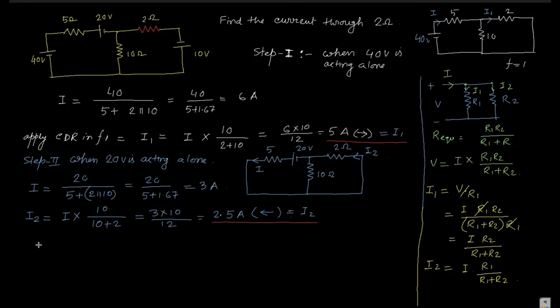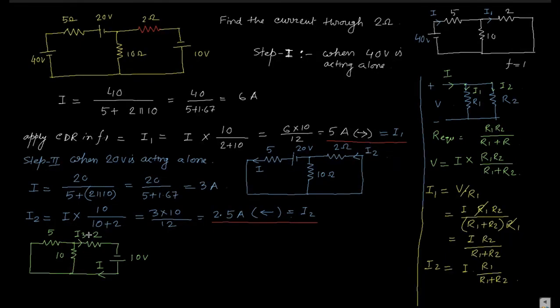Okay, now the third point is, now 10 volt is acting alone. Draw the circuit. When 10 volt is acting alone, keep all the resistances the same, short the 20 volt, and only 10 volt is acting alone. In this circuit, it is 2 ohm, it is 5 ohm, it is 10 ohm, and it is 10 volt. So here I is flowing through it, and you can say that I3 is flowing through the 2 ohm due to the 10 volt.